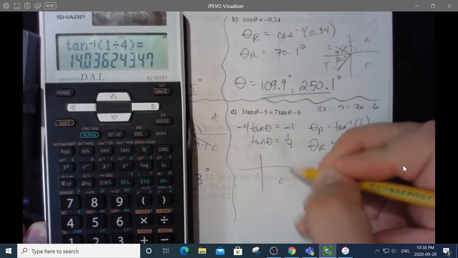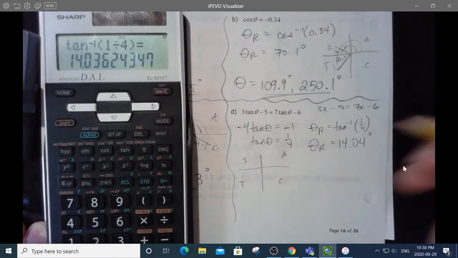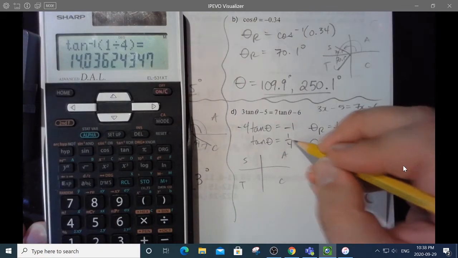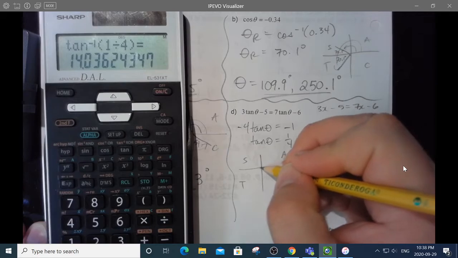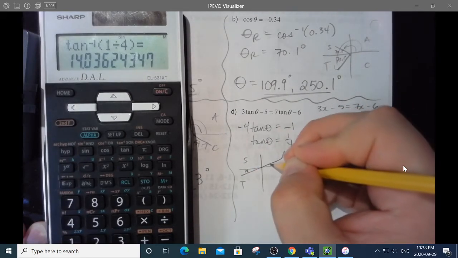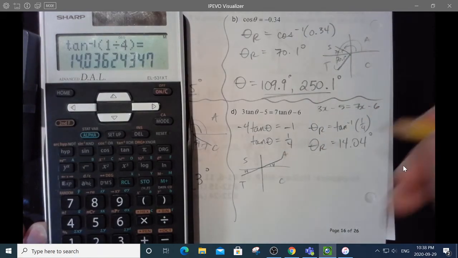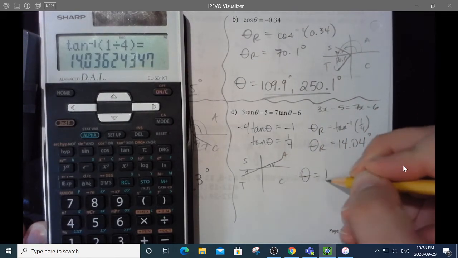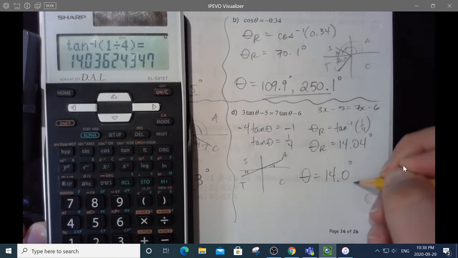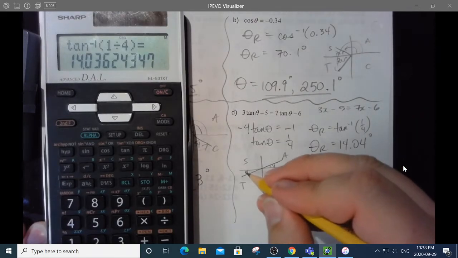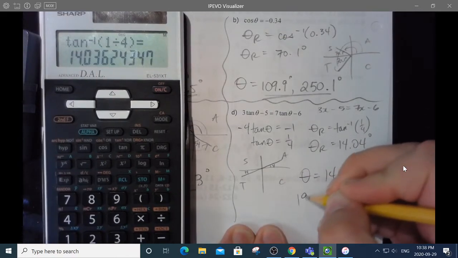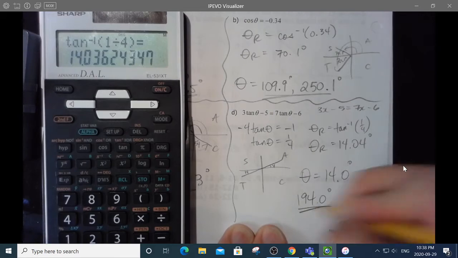Cast rule, help us out here. Where is tangent positive, right? Because that's a positive number. Here, so I have a very skinny 14-degree angle, and everything's positive in quadrant 1. So you are your own reference angle in quadrant 1, so 14.0 degrees if I round it to 1 place. And here, that'd be 180 plus 14, so that's 194.0 degrees.